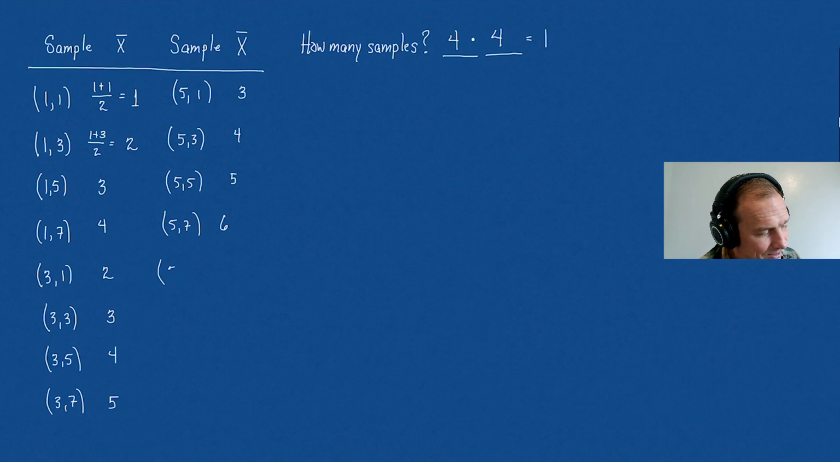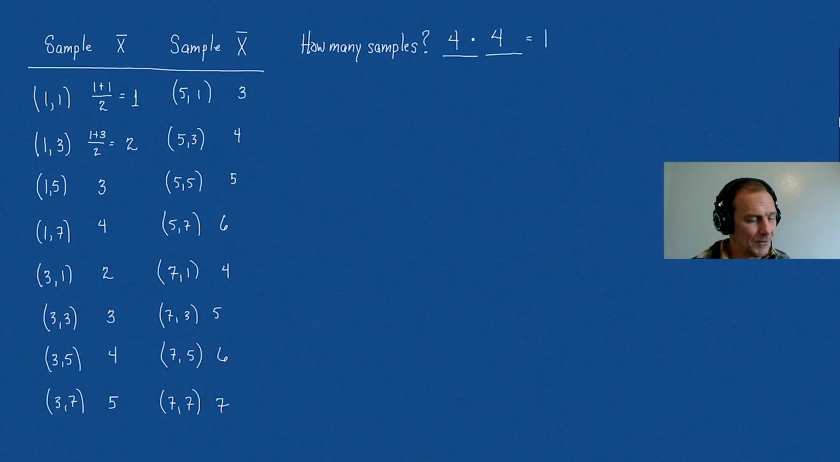So now I go to 7. 7, 1. It's 4. 7, 3. It's 5. 7, 5. It's a 6. And finally, 7, 7 with a mean of 7. There we go. Now let's make just a table of what we found. So let's write this. Let's write our sample mean now and our frequency.